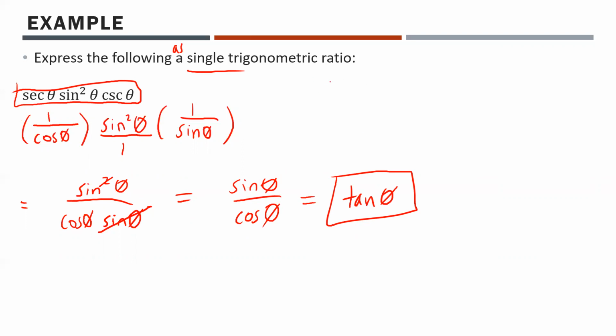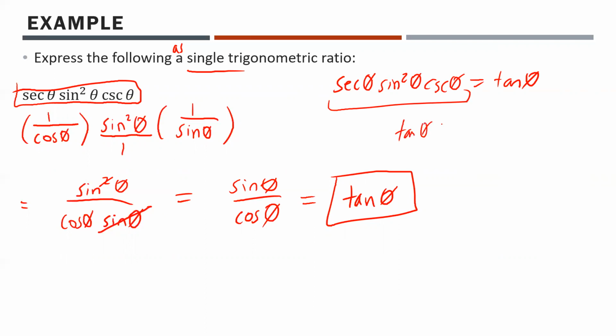If I had made this question a proof, I could have said, prove that secant theta sine squared theta cosecant theta is equal to tan theta. And in order to prove that identity, you would have just had to work with this left-hand side and change it down using your identities to find that it was actually tan theta is equal to tan theta. And we would have proved it, right? So that's really all proving is. You just simplify one side or another side or both sides down until you get both sides to do the same thing. Not too bad.